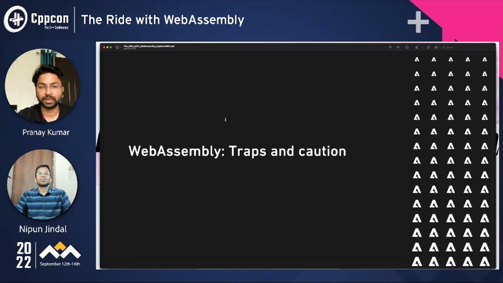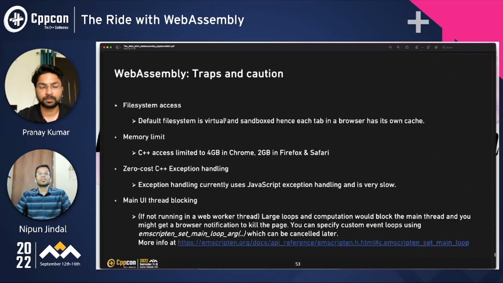There are some traps and cautions that we have learned over the years, and we would like to share them with you as well. First is file system access. The default file system is virtual and transient. As soon as you are away from the tab, the data is gone. So if you want to persist it, make it explicit in the file system that you are going for the persistent IndexedDB.